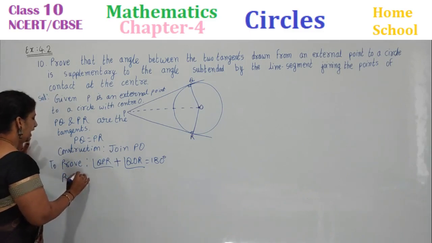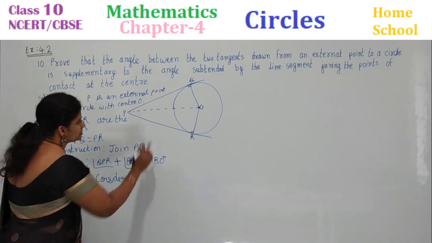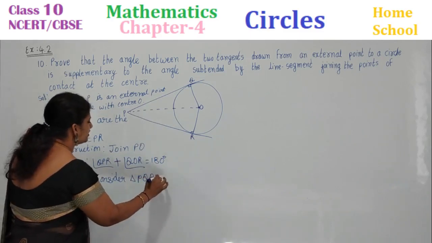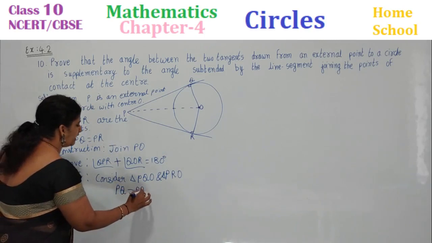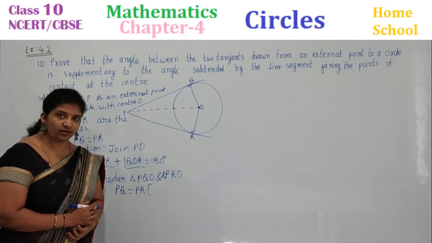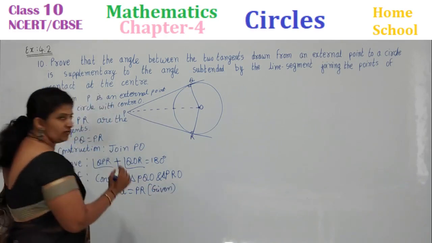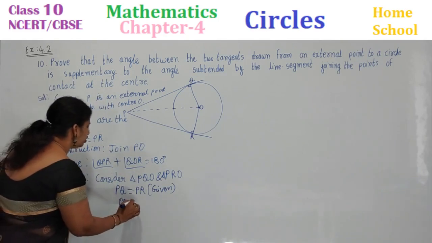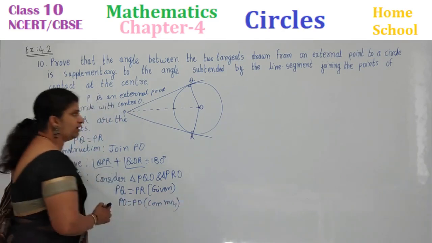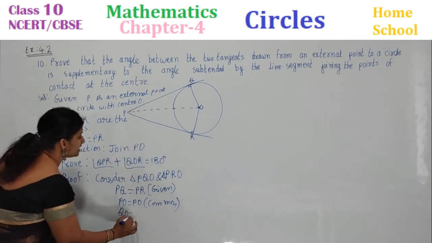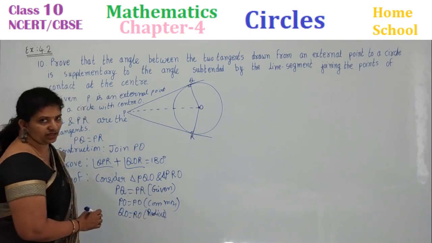Proof. How do we start our proof here? Consider the triangle. Which triangle are we going to consider? Consider triangle PQO and triangle PRO. We know that PQ is equal to PR. How, children? Tangents drawn from an external point are equal. According to that statement, therefore it is given, I will say. PO is equal to PO. How? It is a common side for both the triangles. Then next, QO is equal to RO, radii drawn from the same center of a circle are equal.